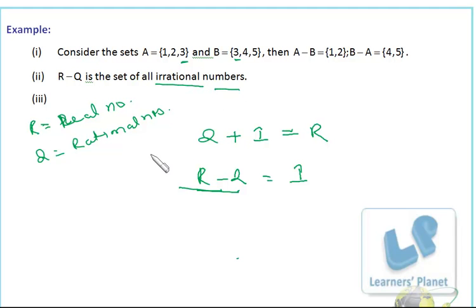Okay, rational plus irrational is real. So from real, if I take out rational, then I'll be left with irrational. Okay, so that's a very simple funda. So how do we calculate the difference of sets? That I have explained, and I'm sure you are clear with this concept.